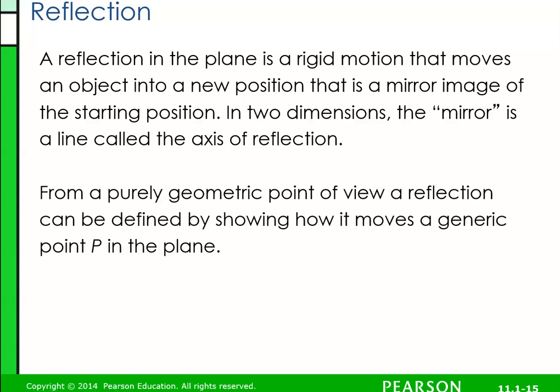A reflection in the plane is a rigid motion that moves an object into a new position that is a mirror image of the starting position. Mirror image is a nice little way to sum that up. In two dimensions, the mirror is a line called the axis of reflection. From a purely geometric point of view, a reflection can be defined by showing how it moves a generic point P in the plane.